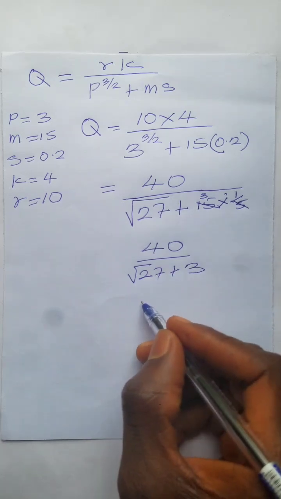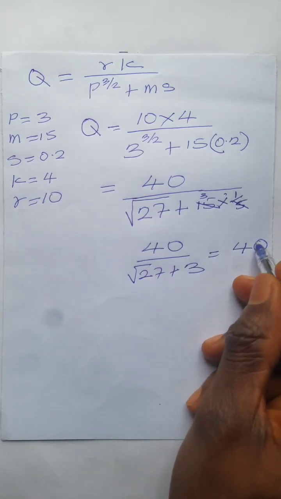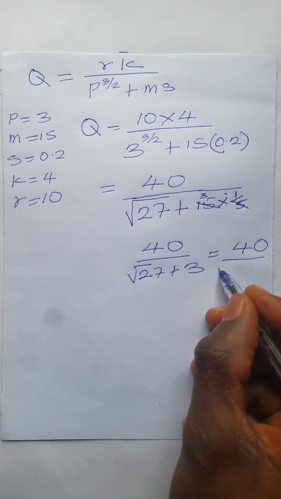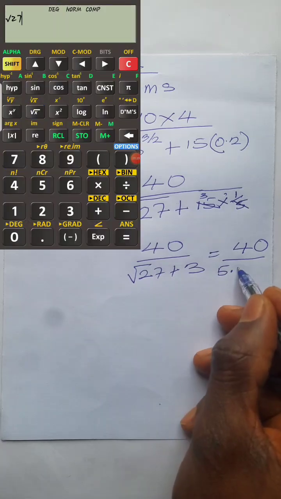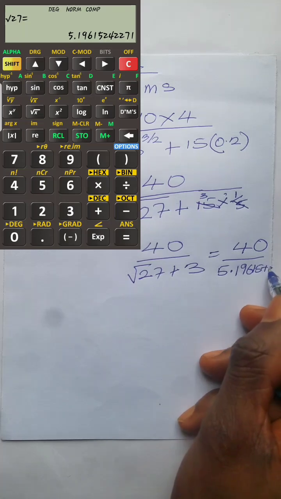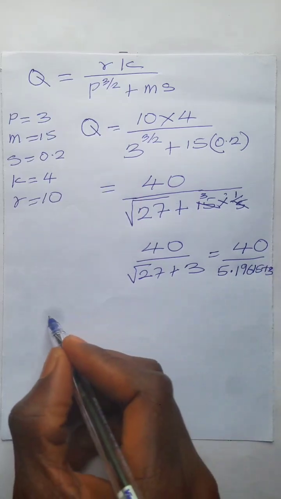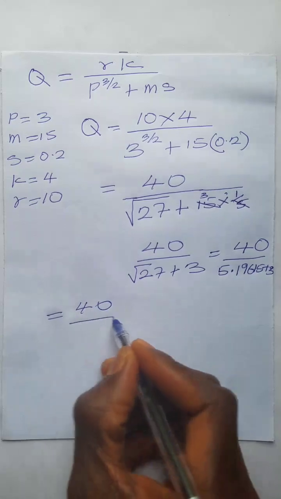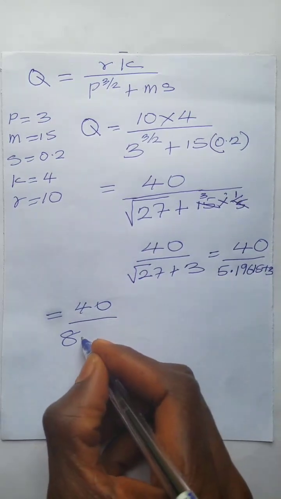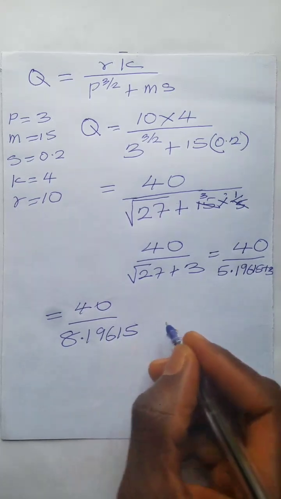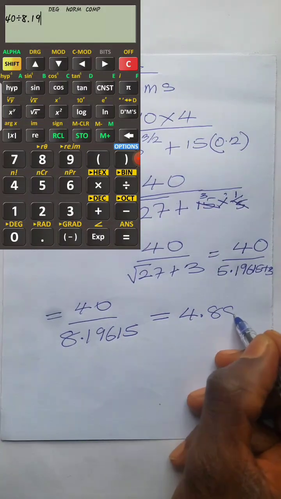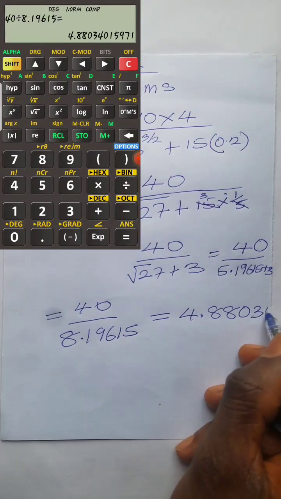So let's just go ahead and see what root 27 is. What's root 27? Point your calculator. That gives you 5.19615 plus 3. Okay, so let's have it over here. So that becomes 40 divided by, let's add those two together. 5 plus 3 is 8.19615. Point your calculator. Your answer is going to be 4.88034. Let's just stop there.